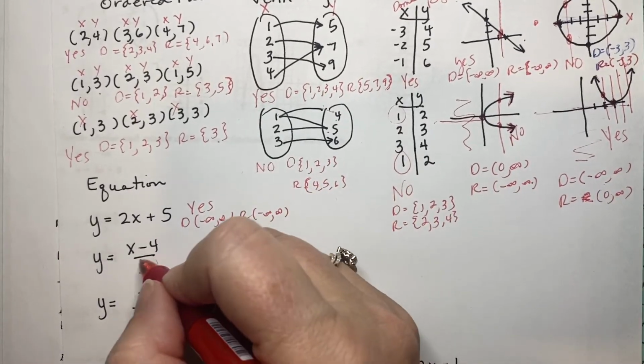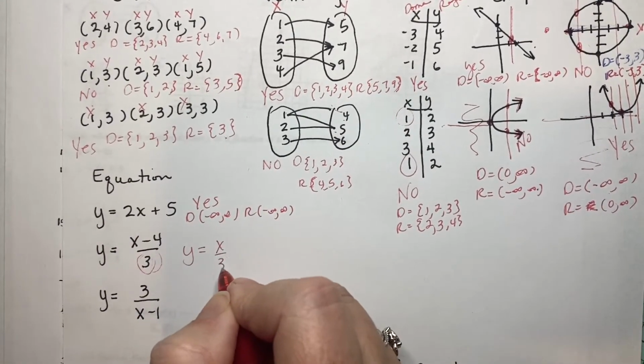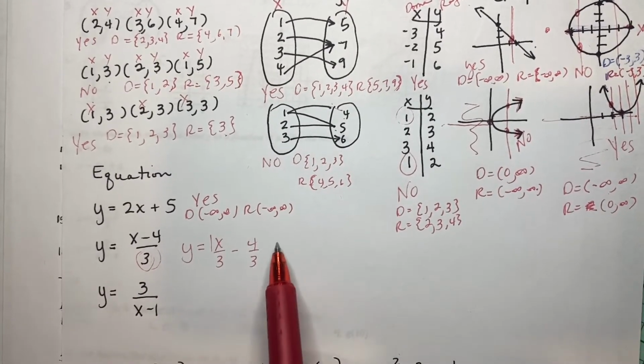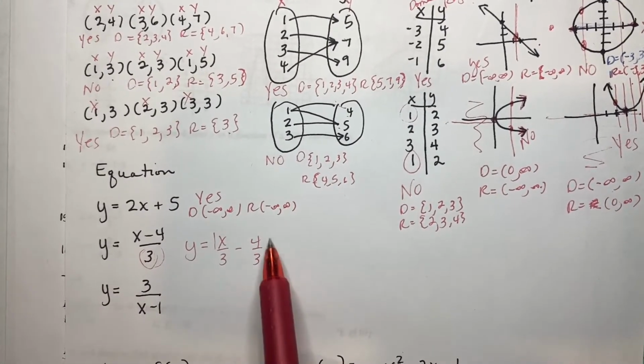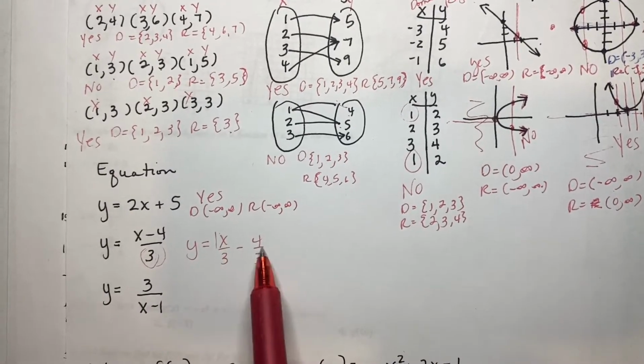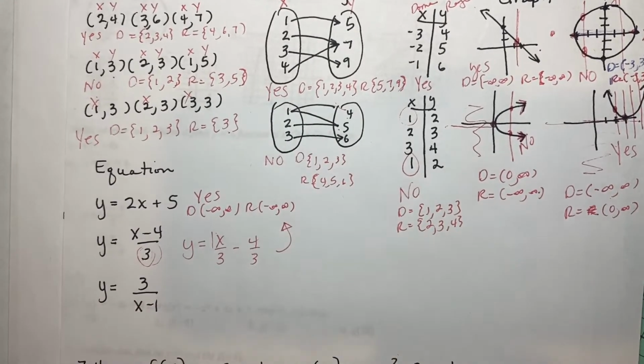This one, even though it's a fraction, it just has a 3 on the bottom, and you could rewrite that as x/3 minus 4/3. That's just a normal line. You would just go to -4/3 on the y-axis, and then go up 1/3. So normal line, same as that one. Yes, domain negative infinity to infinity, range negative infinity to infinity.